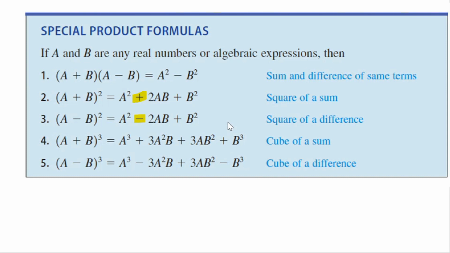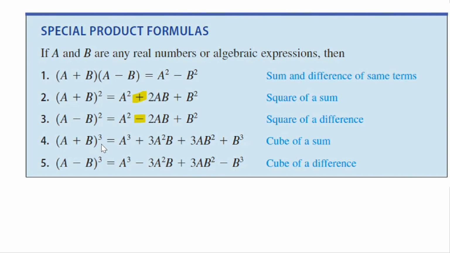Sometimes I call that one the cube of a binomial, or we could say the cube of a sum. If you forgot this formula, you can expand that one as A plus B times the square of A plus B, and then use the distributive property. That is the reason why we have these special product formulas, in order for us to shorten our solution.